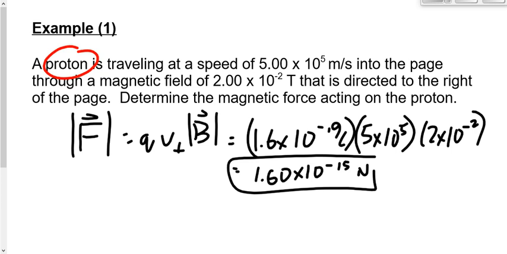Good. You could say down the page toward the bottom of the page, but don't say down, because our frame of reference is not the Earth. The frame of reference is the page.